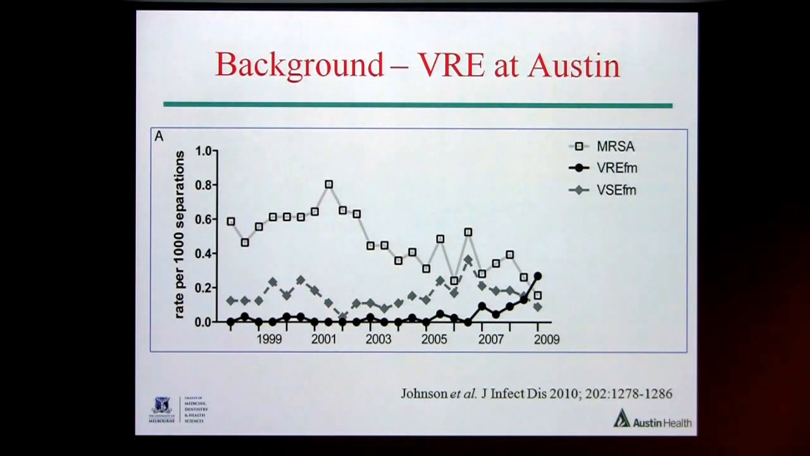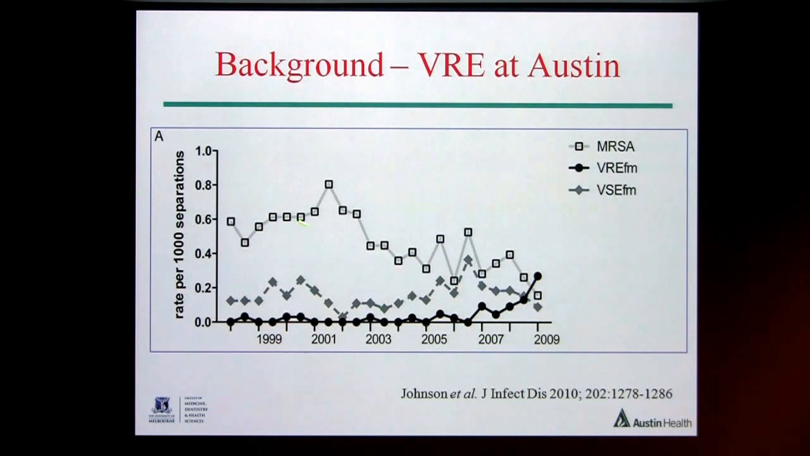I'm going to skip through these because they're perhaps a little less relevant, but this just shows you that by taking this so-called search and destroy policy, but not being able to use a rapid method like PCR to identify who's at risk, we were losing the battle at the Austin.